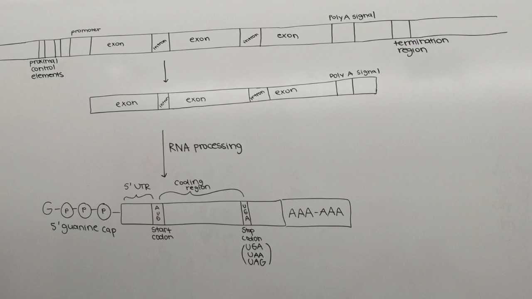RNA polymerase catalyzes transcription after promoter sequences provide a signal to begin transcription. RNA polymerase adds nucleotides in a 5' to 3' direction. In the messenger RNA, uracil replaces thymine, and ribonucleotides are now used to form phosphodiester bonds.